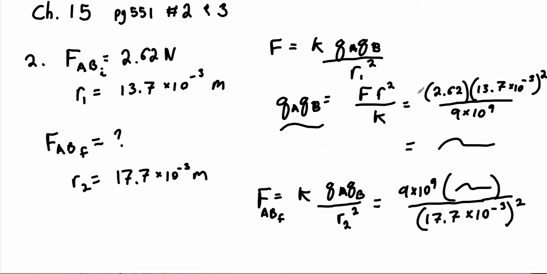So now I'm just plugging in numbers. My F was 2.62. My radius is 13.7 times 10 to the negative 3. I square that, and I divide by the Coulomb constant. Alright, and that gives me something. I just wrote a squiggly line here to represent whatever that answer is.